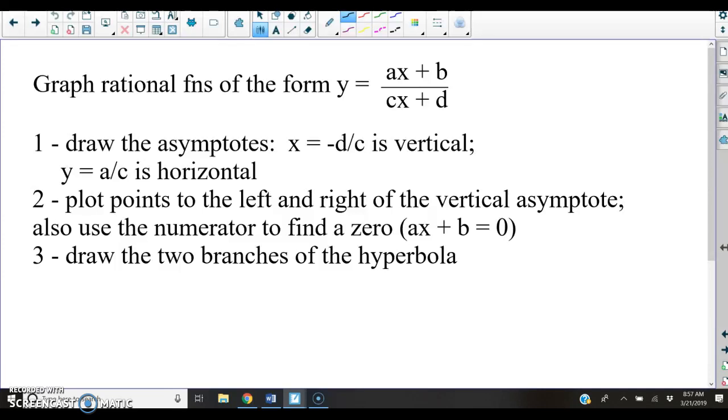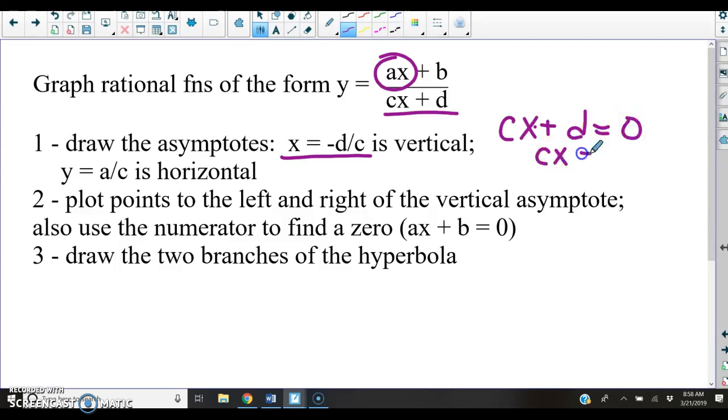All right, here's that second day stuff that I wanted to look at with you. Notice now we have the variable also in the numerator as well as the denominator. We understand what to do to find our asymptotes. The vertical asymptote is when you try to divide by 0, so you would set your denominator equal to 0 and solve that for x. So that's how we get negative c over d as the vertical asymptote.